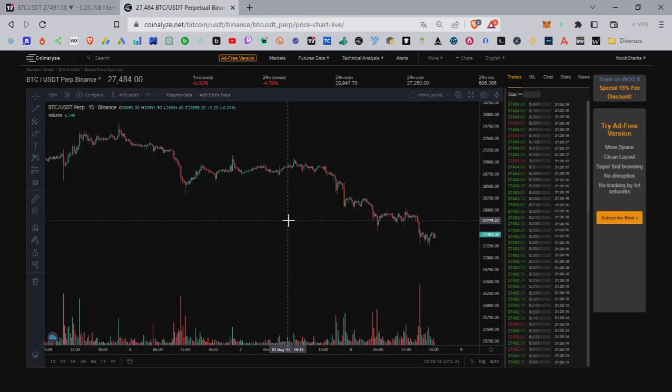First, I'm using Coinalyze again, so it's coinalyze.net. It's quite simple. Go there, make your login. There's no referral, there's nothing.